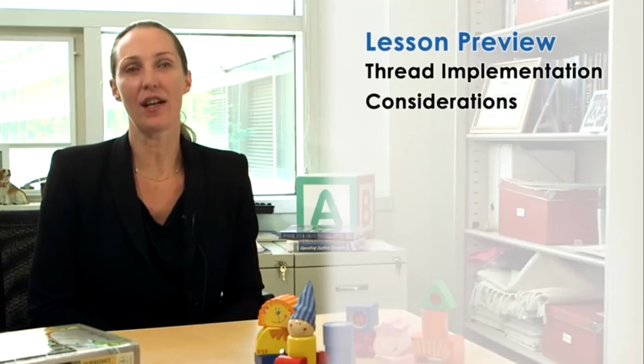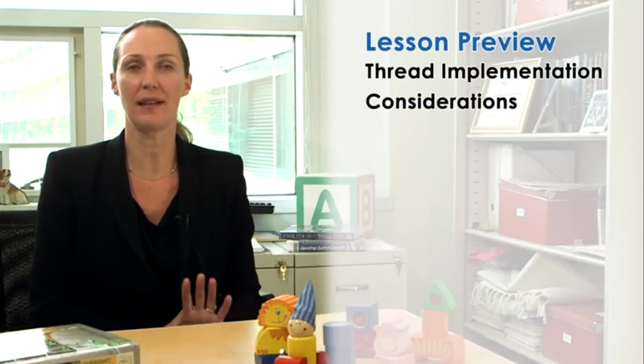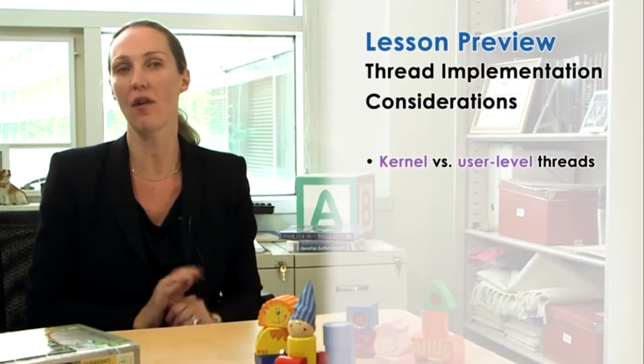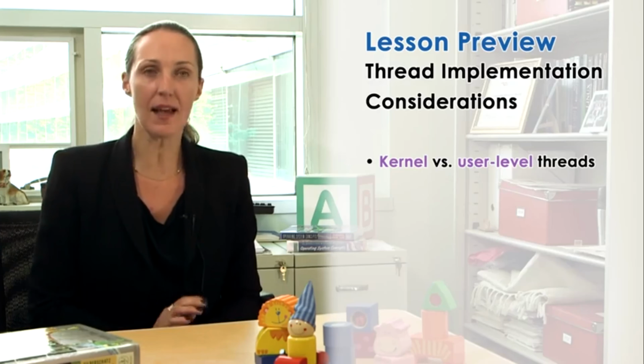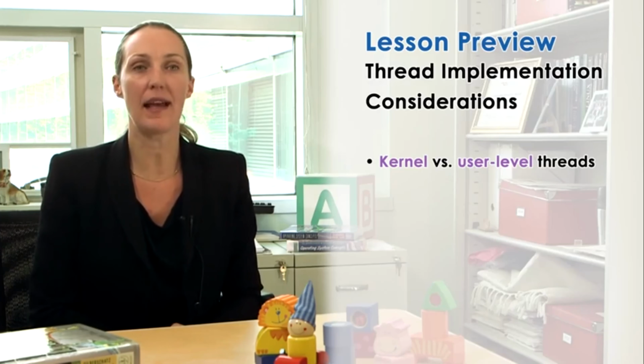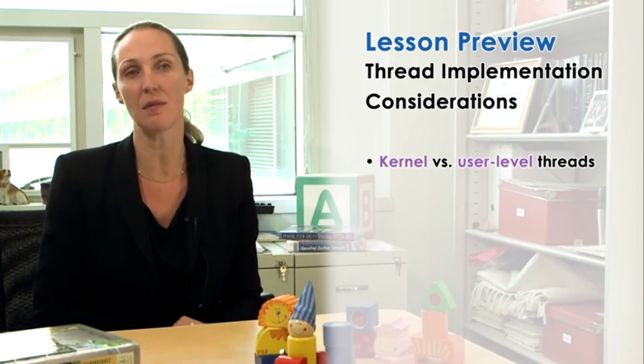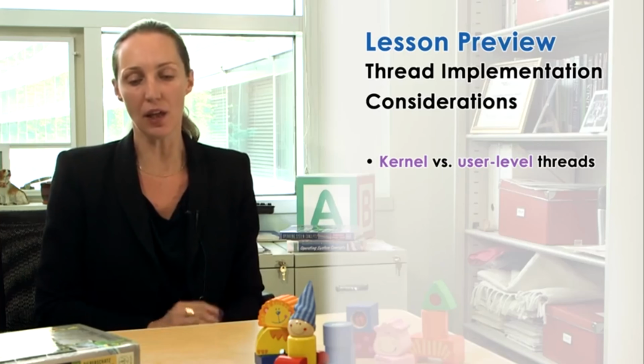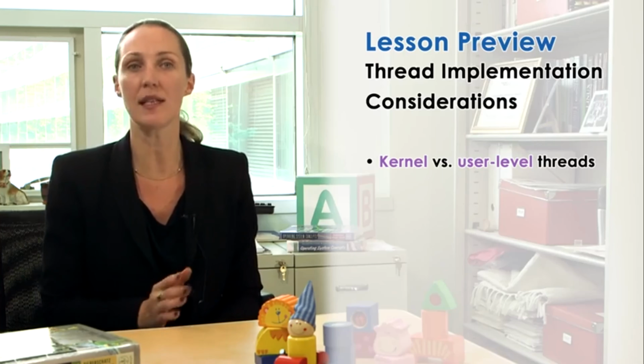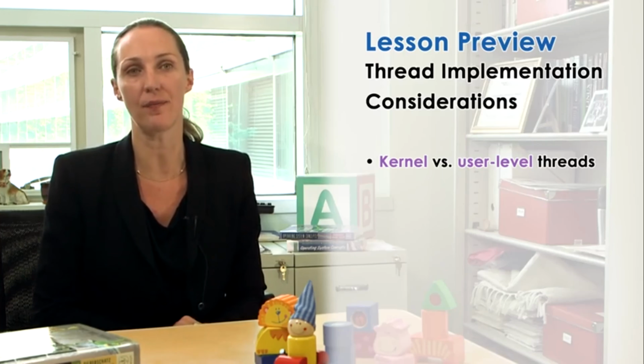In our introductory lecture on threads and concurrency, we talked about the fact that threads can be implemented at the kernel level, at the user level, or both. In this lesson, we will revisit that statement and see what it is that is necessary in terms of data structures and mechanisms from the operating system in order for us to be able to implement threads at both the kernel and the user level.